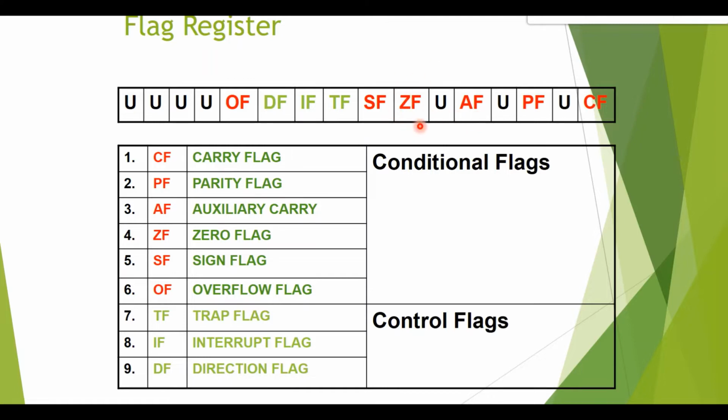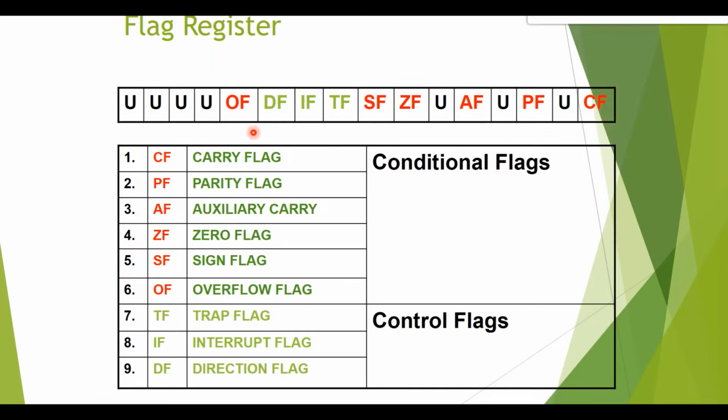This flag will be set when the result is 0. When we do the arithmetic and logical operation, and if the result is 0, then this zero flag will be set. If the result is non-zero, this zero flag will be reset. Then this sign flag is used when we do the operations on the signed number. So if the result is negative, then this flag will be set. If the result is positive, then this flag will be reset. So these are the 5 flags which we use in 8085 microprocessor.